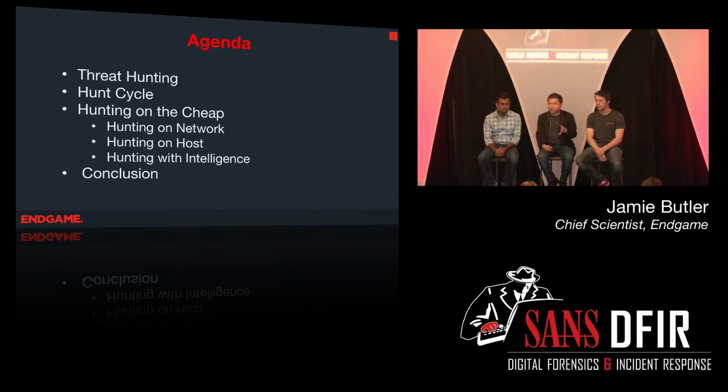The main topic of the presentation is hunting on the cheap. So we build products and things like that, but we don't want to talk about those. We want to talk about how you can make sure your organization builds some pretty decent hunting capabilities with open source tools, open source intelligence, anomaly detection, things like that.